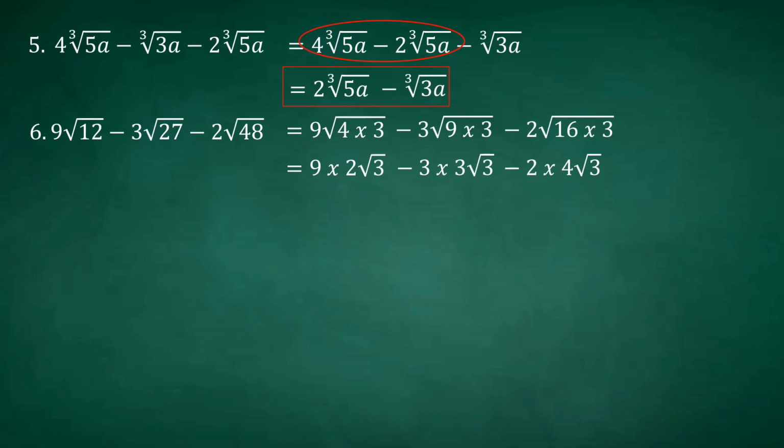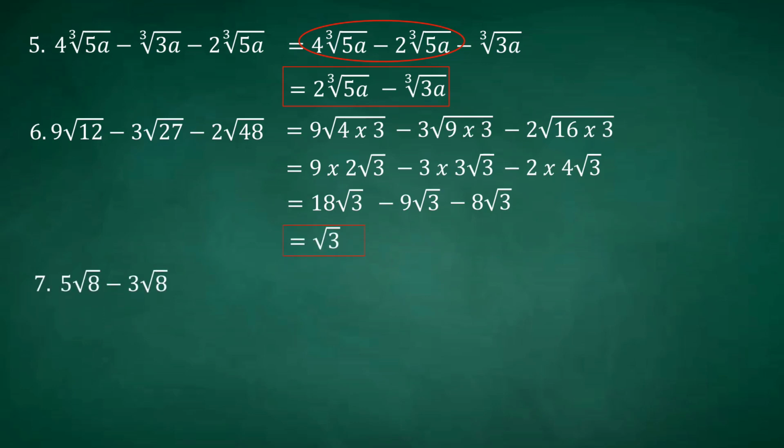And then multiply 9 times 2 is equal to 18. 3 times 3 is equal to 9. 2 times 4 is equal to 8. Have you noticed that they already have the same radicands and index? So now we can subtract the coefficients. 18 minus 9 minus 8 is equal to 1. So our final answer is square root of 3.